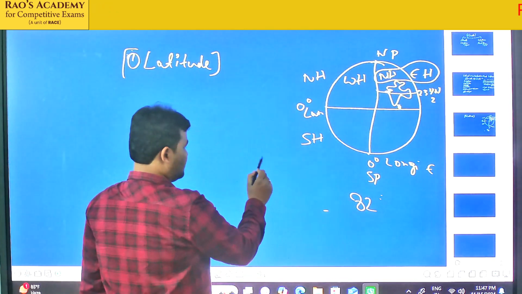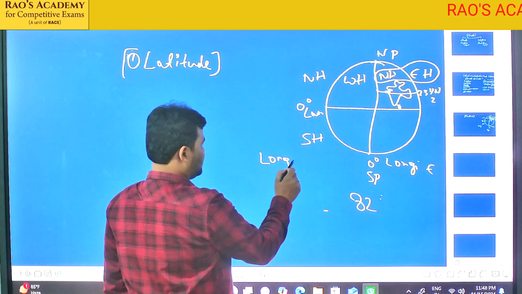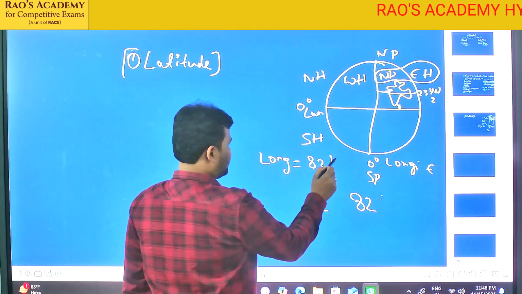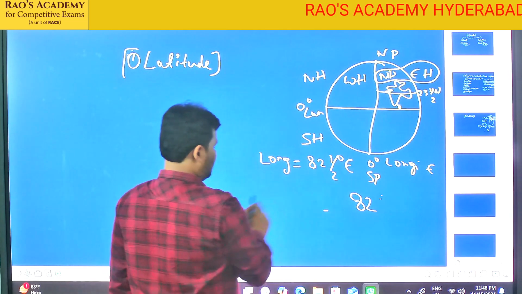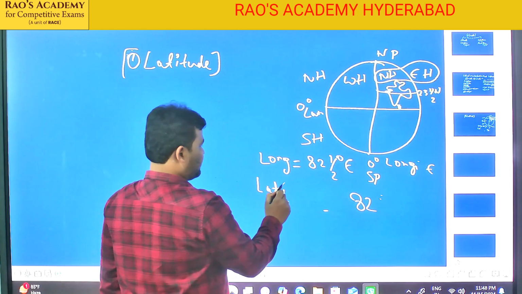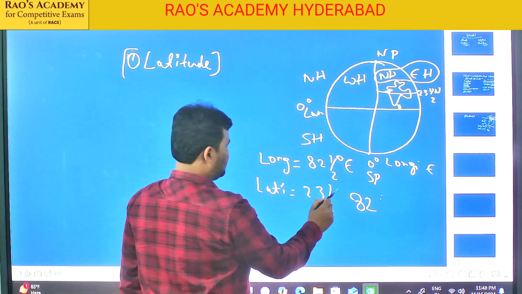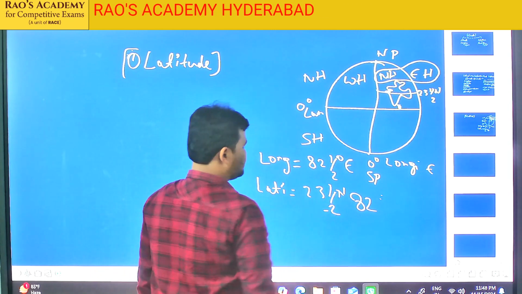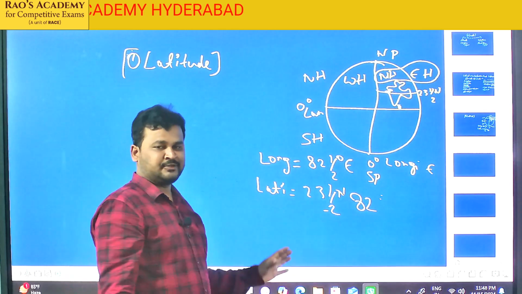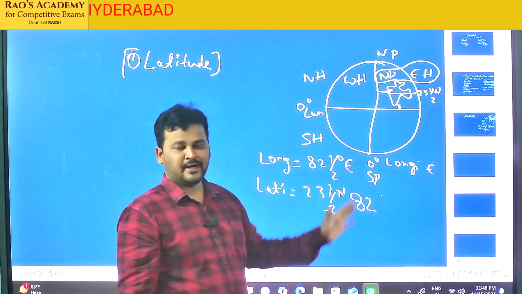Or else let me write. So the most important longitude that is passing through India is 82.5 degrees east longitude. The most important latitude that is passing through India is 23.5 degrees north. Okay, so these are the very important latitudes and longitudes that are passing through India.